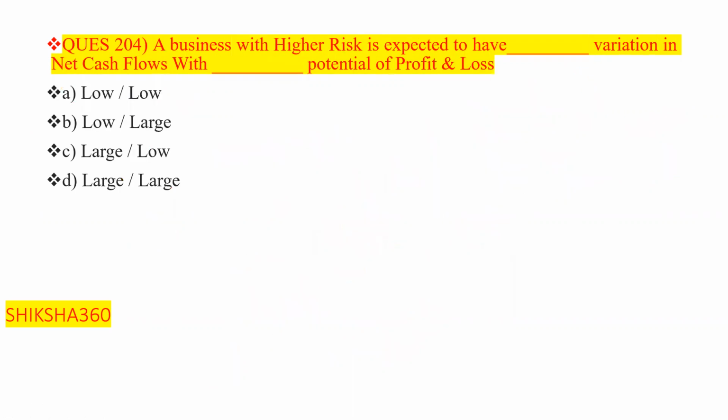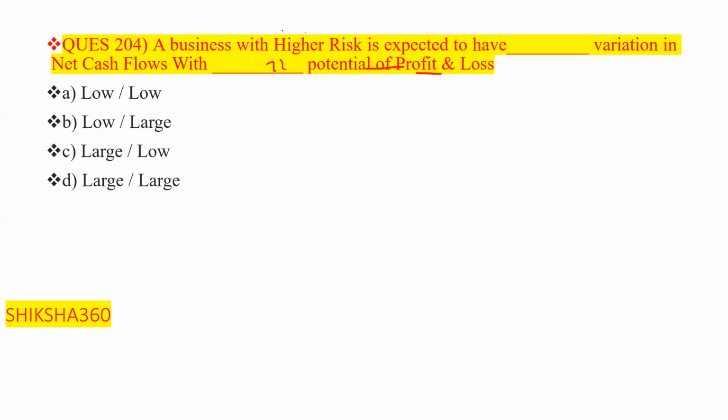Now move to the next question, question number 204. A business with a higher risk is expected to have dash variation in the net cash flows, with dash potential of profit and loss.